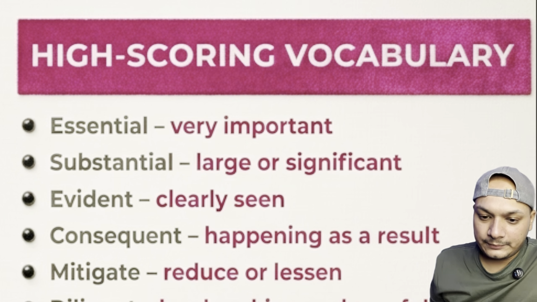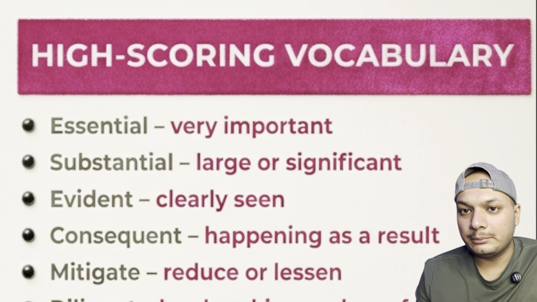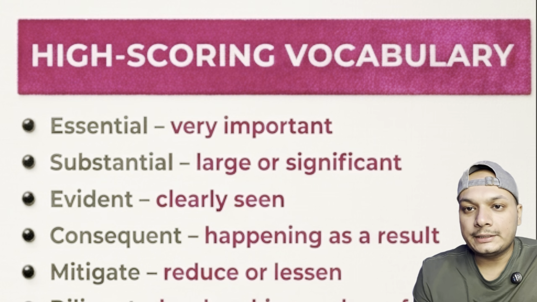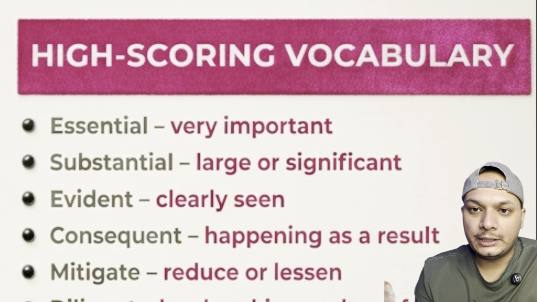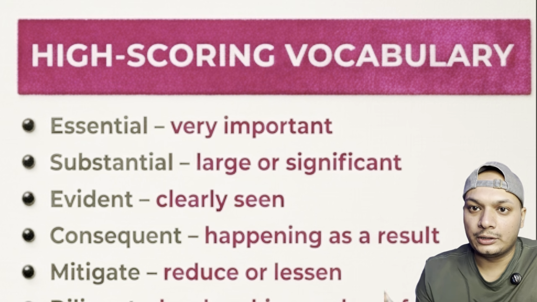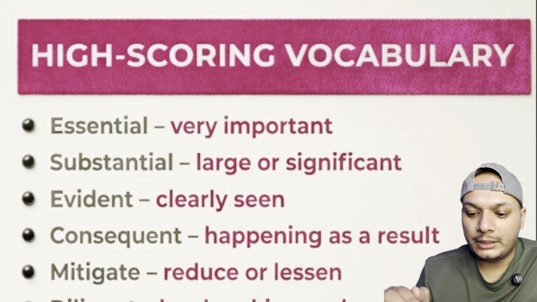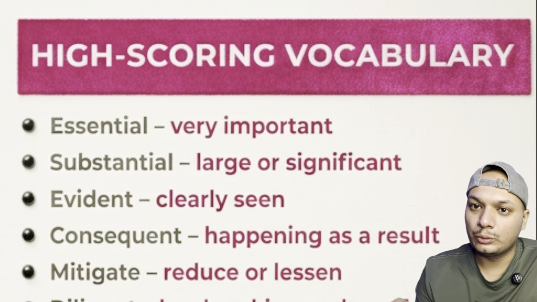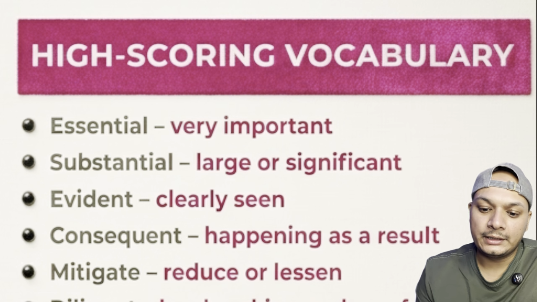The next word is mitigate. Mitigate means to reduce or lessen. Let's take some examples. Trees help mitigate air pollution. So it lessens the air pollution, reduces air pollution. Another example is: the government took steps to mitigate the crisis. So it means the government took steps to reduce, to lessen the crisis.